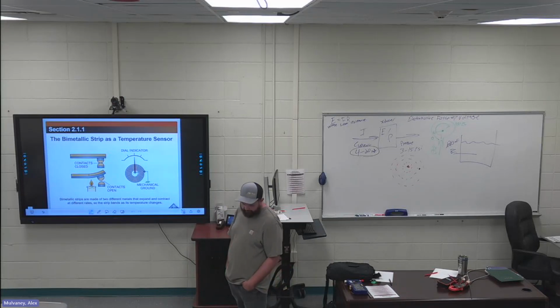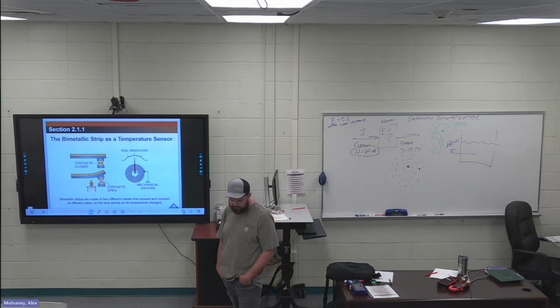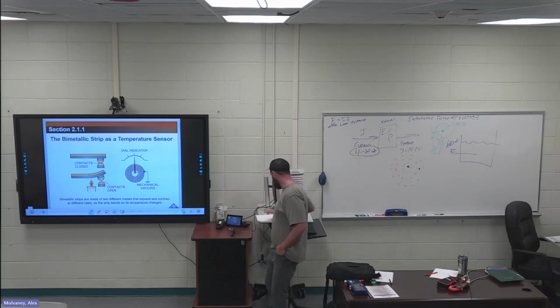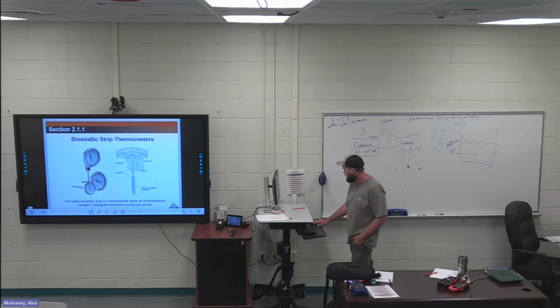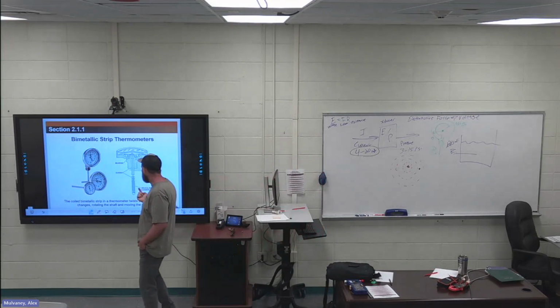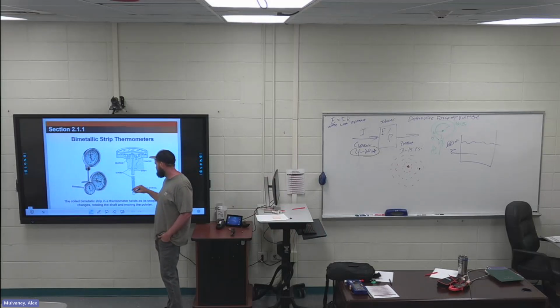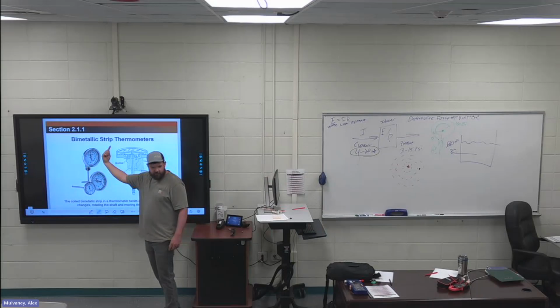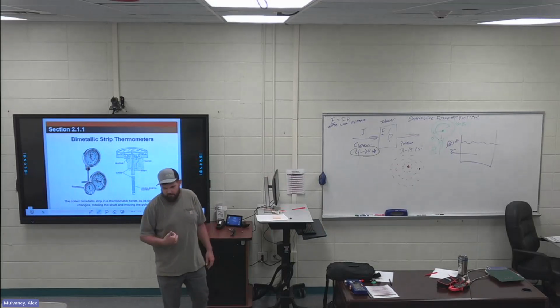Page 16. I don't have any highlights on pages 16 and 17, but you can see they have the helical bimetallic strip. This just gets more movement, right? If that strip is just coiled around this, the more it heats up, the more the shaft is going to spin, based on the difference in temperature, right?